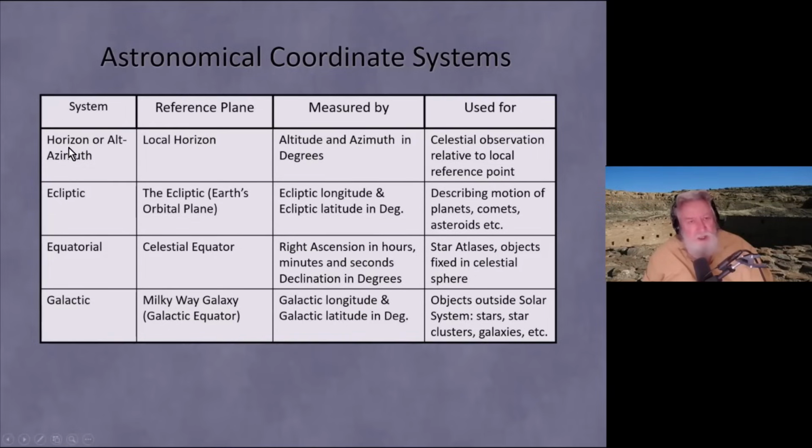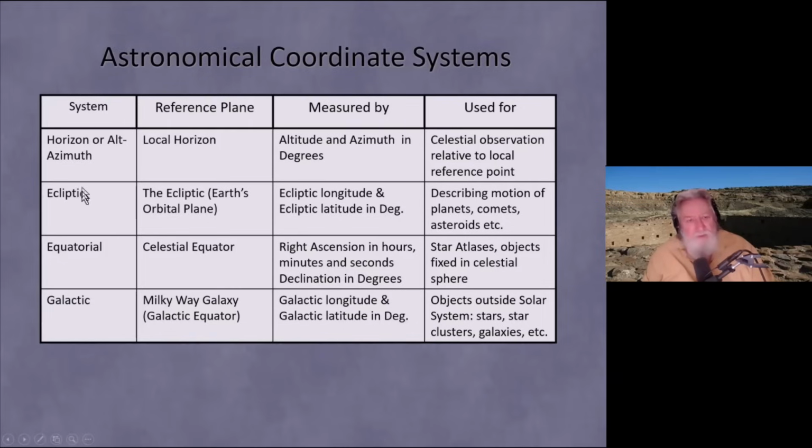So the horizon or altitude-azimuth system. This is the one that would be closest to an observer on the ground, like if you walk out at night and look at the night sky, or if you were somebody 4,000 years ago looking at the night sky. The reference plane is simply the local horizon. It's measured by altitude above or below the horizon, and the azimuth is the direction clockwise from due north. It's used for celestial observation relative to a local reference point.